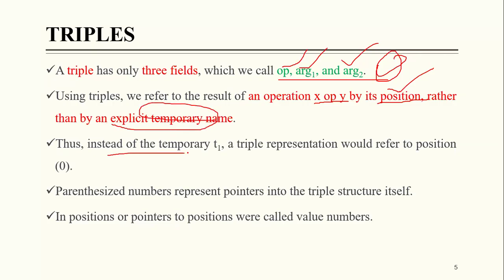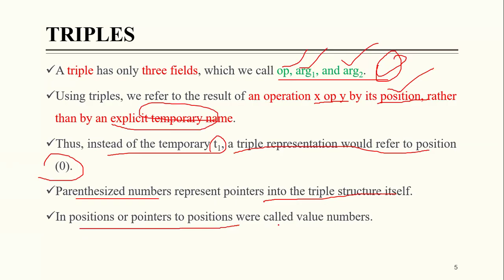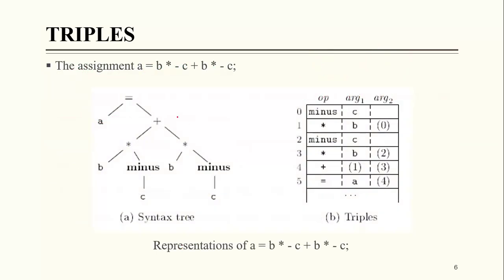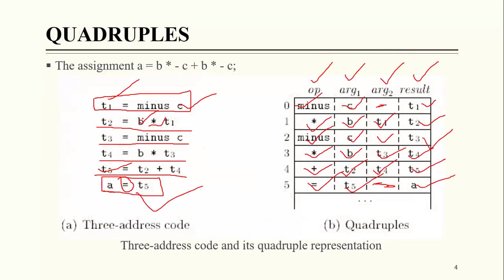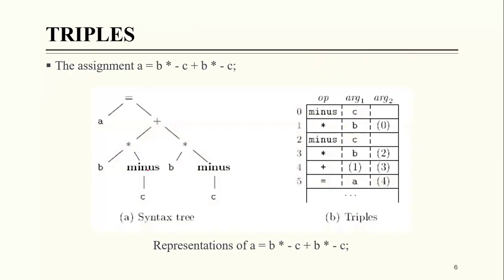Thus, instead of the temporary name t1, a triple representation would refer to the position 0. We'll see that later. A parenthesized number represents a pointer into the triple structure itself. Positions, or pointers to positions, are called value numbers. In this example, we have generated three-address code for the given expression.